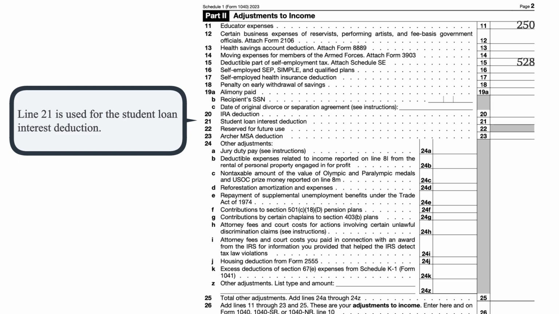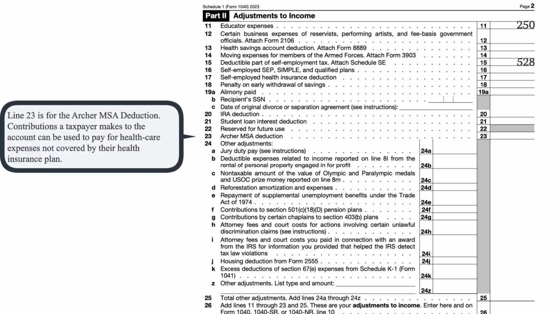Line 23 is for the Archer MSA deduction. Archer MSA is a tax-exempt trust or custodial account set up with a financial institution, such as a bank or an insurance company. Contributions a taxpayer makes to the account can be used to pay for healthcare expenses not covered by their insurance plan.